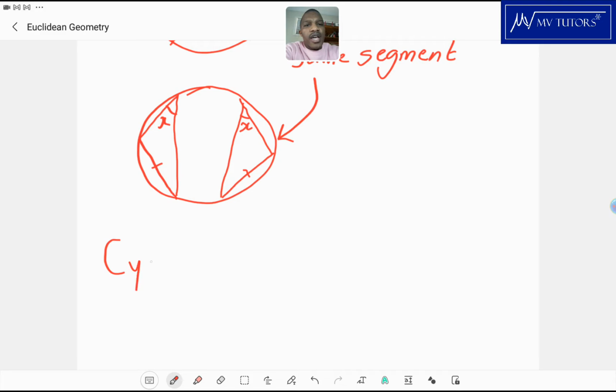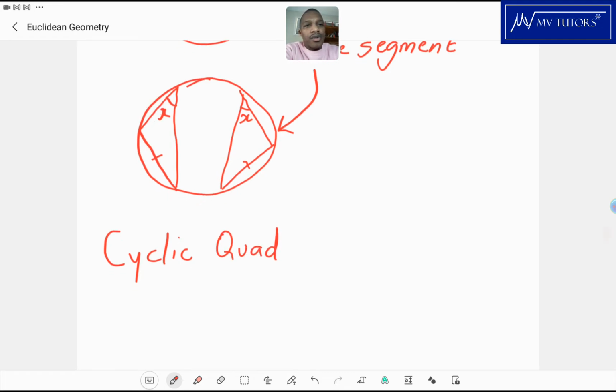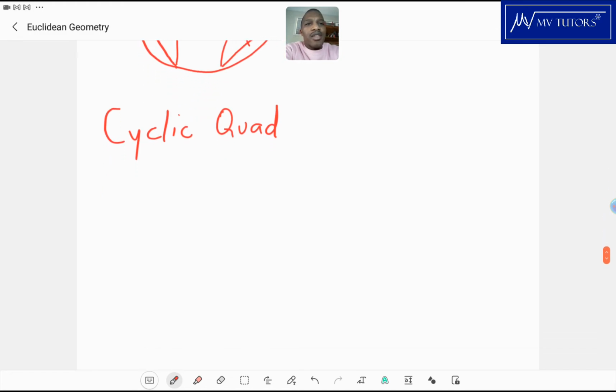Now let's talk about the next letter in the acronym, which is basically C, and it stands for cyclic quad. The quad is quadrilateral. So what are the theorems of a cyclic quad? There's basically just two of them.